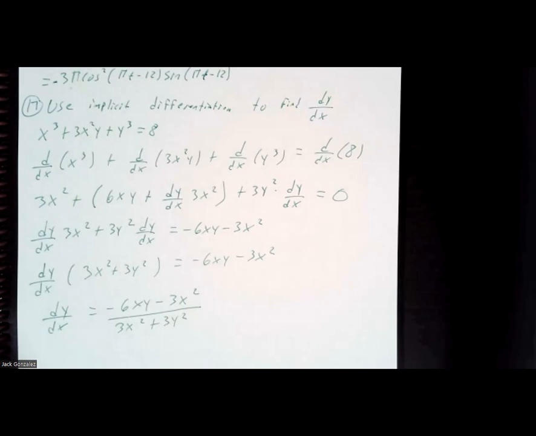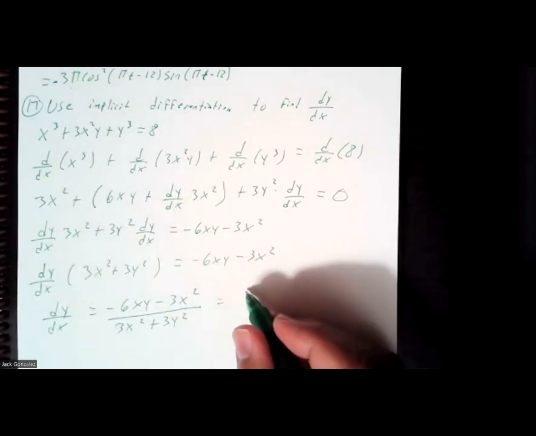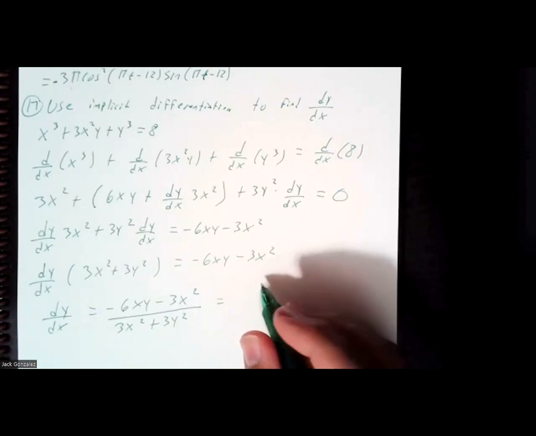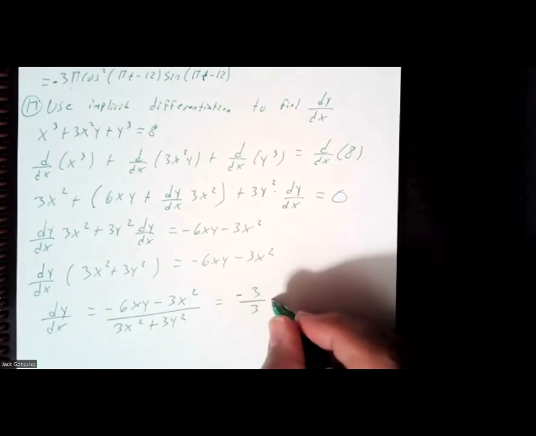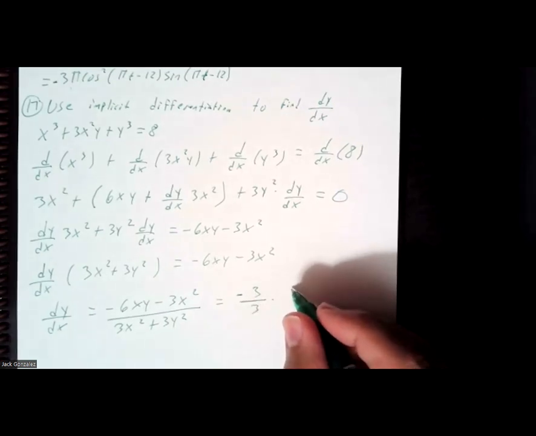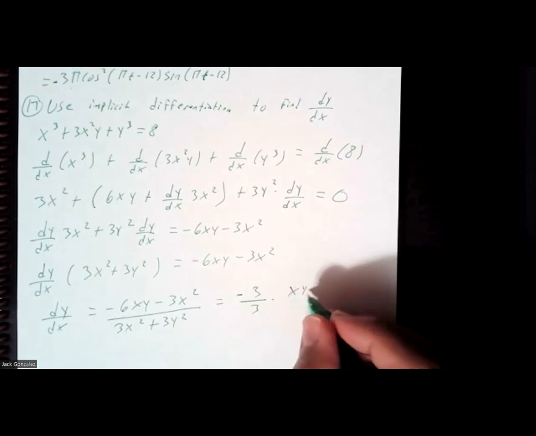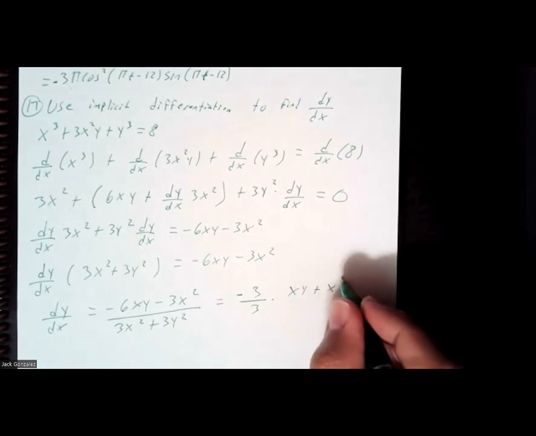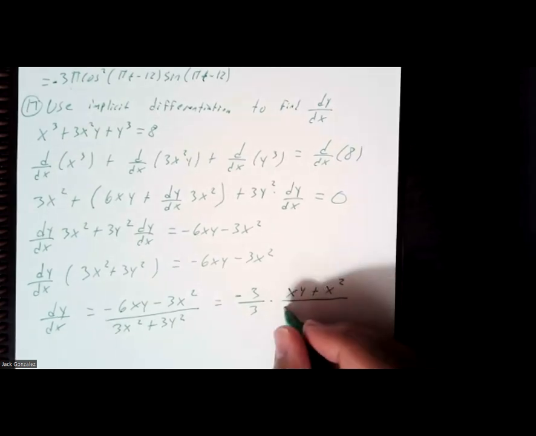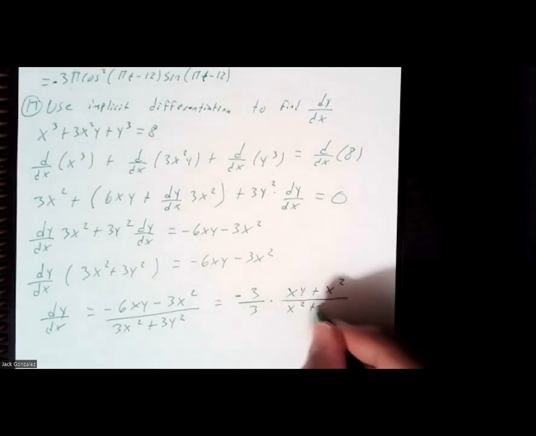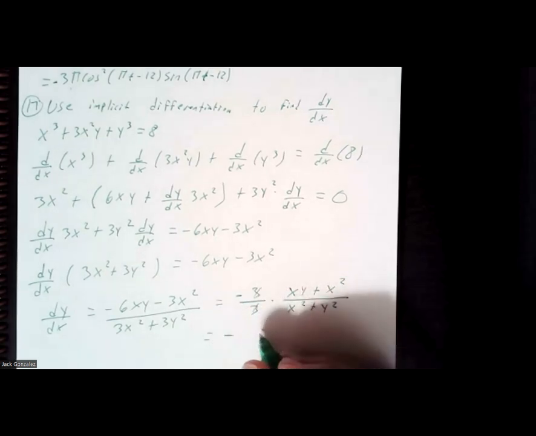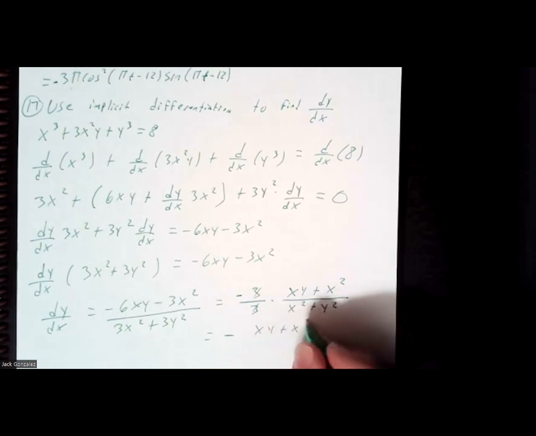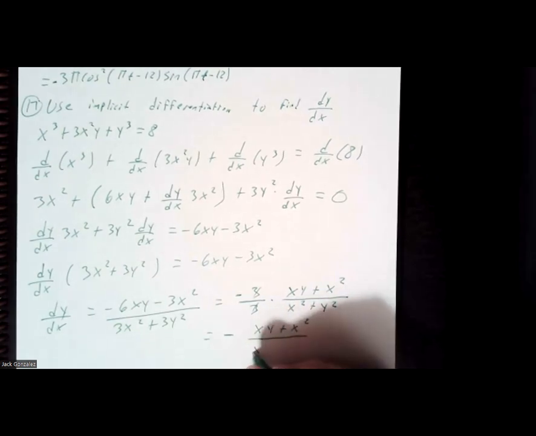Is that okay? Yes. Now you could reduce it by factoring 3 out. If I factor negative 3 and 3 out of the bottom, this will become xy plus x squared over x squared plus y squared. And this just cancels to a negative. You could distribute the negative back or leave it in front or put it on the bottom. It doesn't matter.